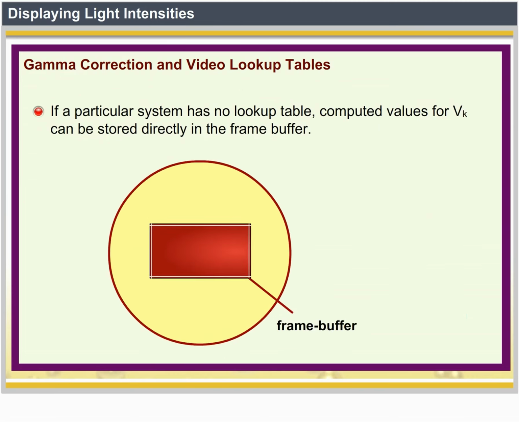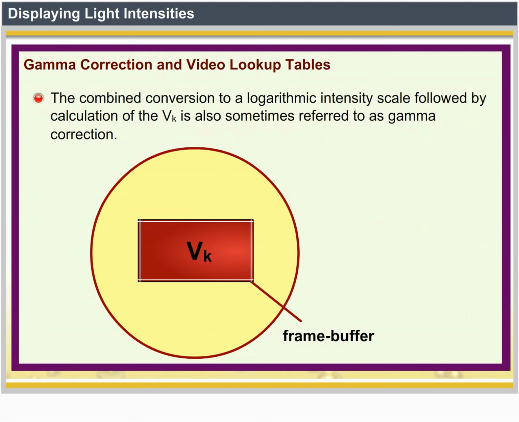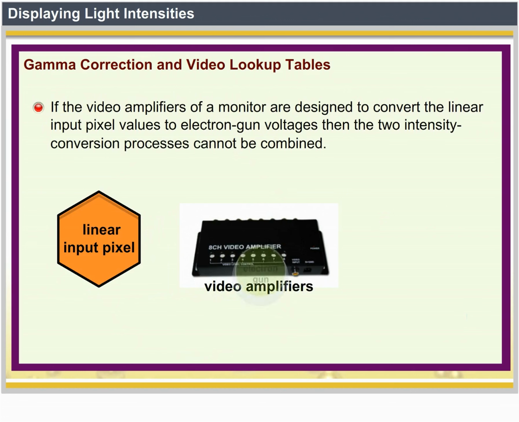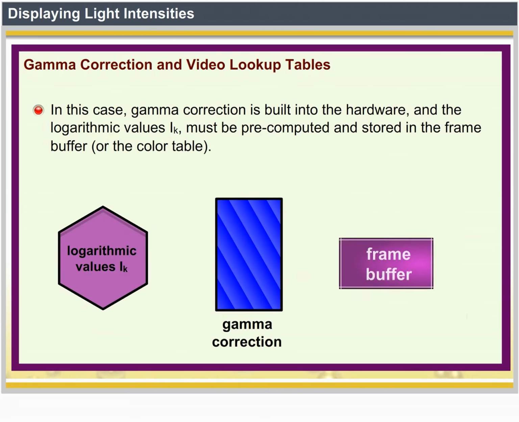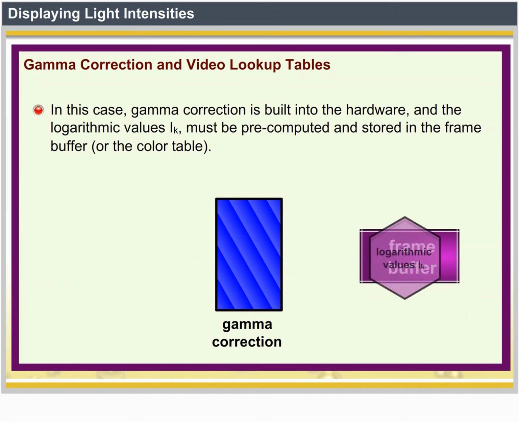If a particular system has no lookup table, computed values for Vk can be stored directly in the frame buffer. The combined conversion to a logarithmic intensity scale followed by calculation of the Vk is also sometimes referred to as gamma correction. If the video amplifiers of a monitor are designed to convert the linear input pixel values to electron gun voltages, we cannot combine the two intensity conversion processes. In this case, gamma correction is built into the hardware, and the logarithmic values Ik must be pre-computed and stored in the frame buffer or the color table.